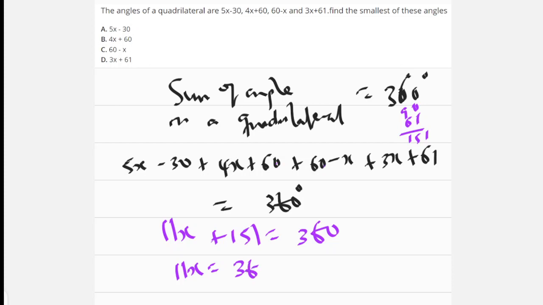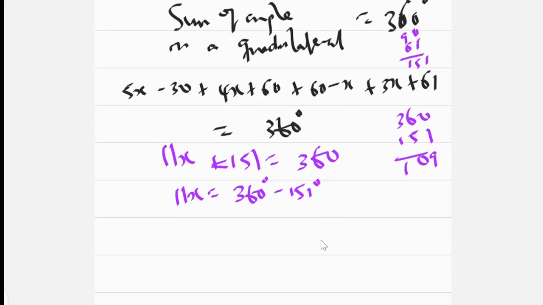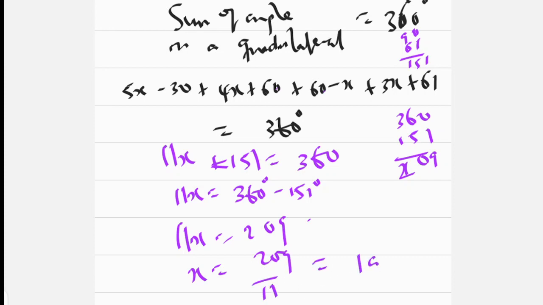Then 11x will now be 360 degrees minus 151 degrees. What is 360 minus 151? Let me check it very well. Sorry, this should be 209, since we didn't borrow. So 11x will now be 209. Then you can divide both sides by 11. 11 into 209 is 19.